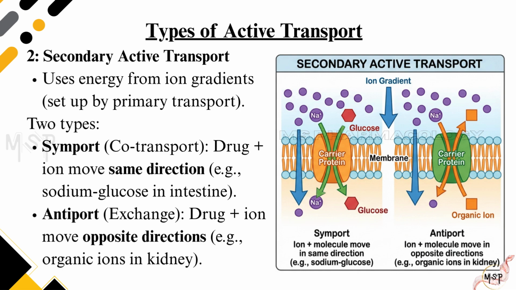Both the drug and the ion move in the same direction across the membrane. Example: sodium-glucose co-transport in the intestine. Antiport, exchange transport. The drug and ion move in opposite directions across the membrane. Example: organic ion transport systems in the kidney.